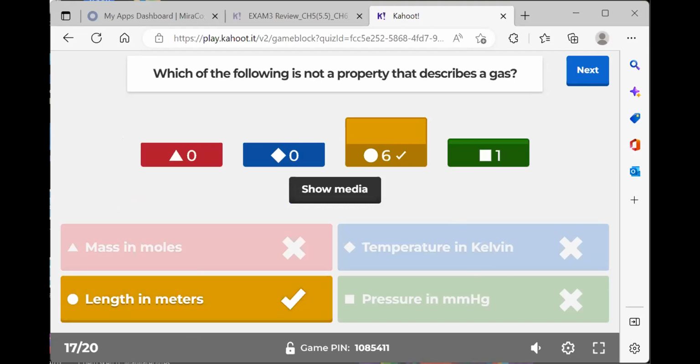What is the only property that describes a gas that we don't have here? We can see the mass in moles, the temperature in Kelvin, the pressure in millimeters of mercury. Thank you, Katie. Exactly, volume. And understand that out of all of the properties that describe a gas, the only ones that we need a specific unit for is mass, which needs to be in moles in calculations, even though we didn't do any calculations with moles, and specifically temperature needs to be in Kelvin.